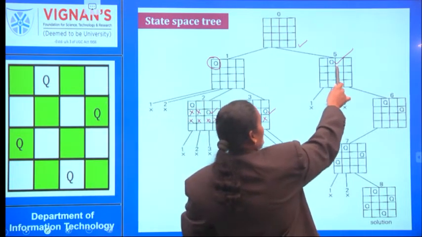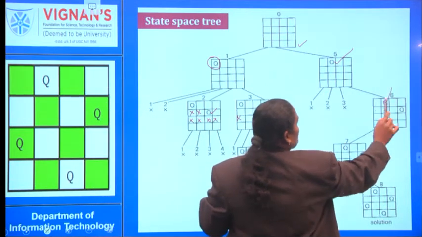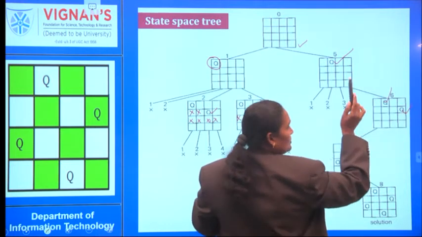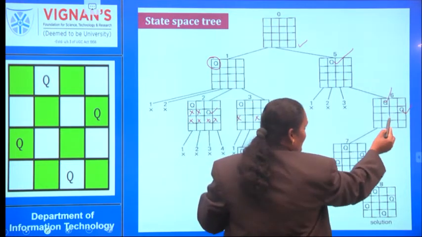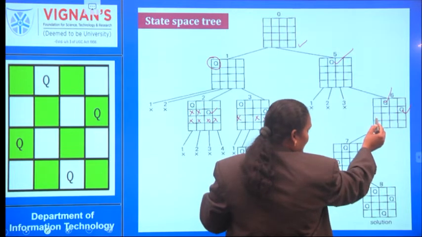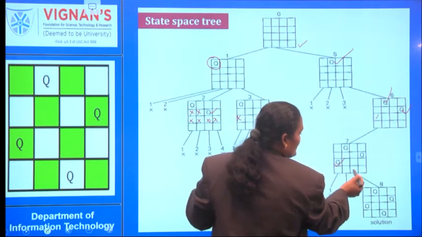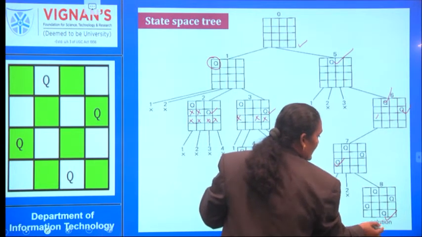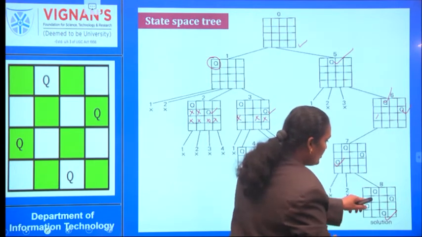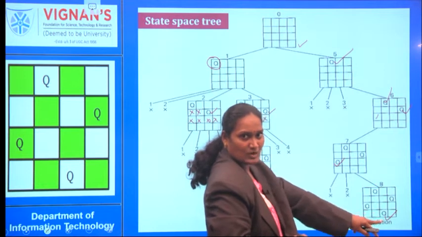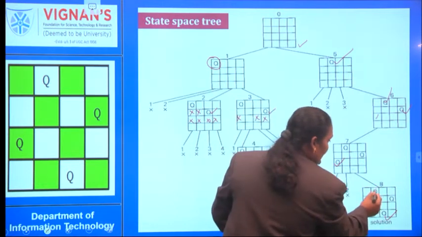Now, by rearranging the position of queen 1, I find a position for queen 1 here and queen 2 here. Now, I can place queen 3 here. I find a position for queen 3 here and a position for queen 4 here. Now, you can observe there are no two queens in the same row, same column and same diagonal. You can check the diagonals.